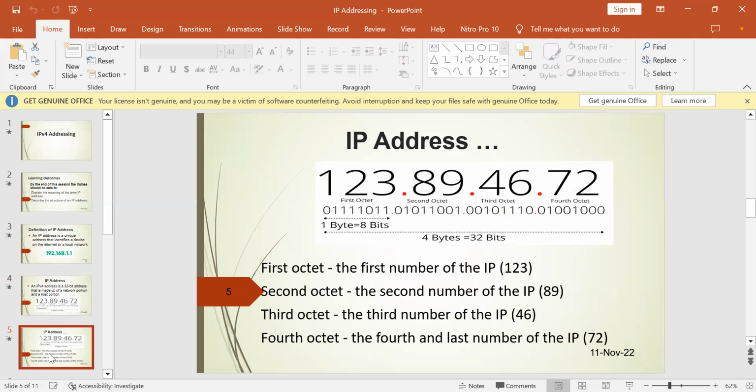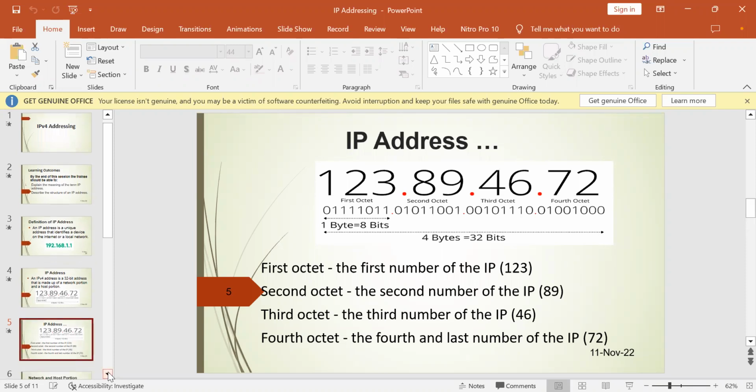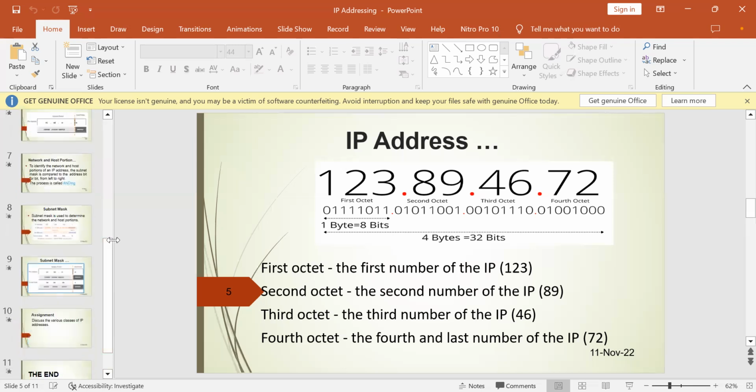So when we dissect our IP address, the example that we have, we find that the first octet is 123. That is the first number. The second number forms the second octet, 89. Who can tell us the third octet? Alex? The third octet from the figure, which number is it? I think it's 46. Yes, sir. Thank you. Then, Joseph, could you tell us the fourth octet? Yes, it is 72. Thank you.